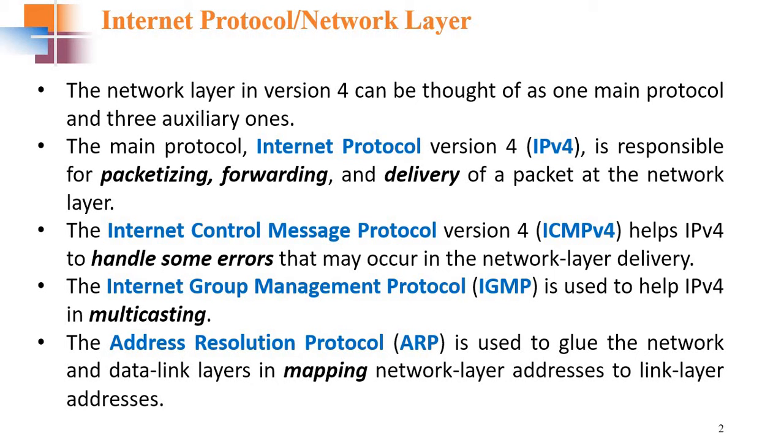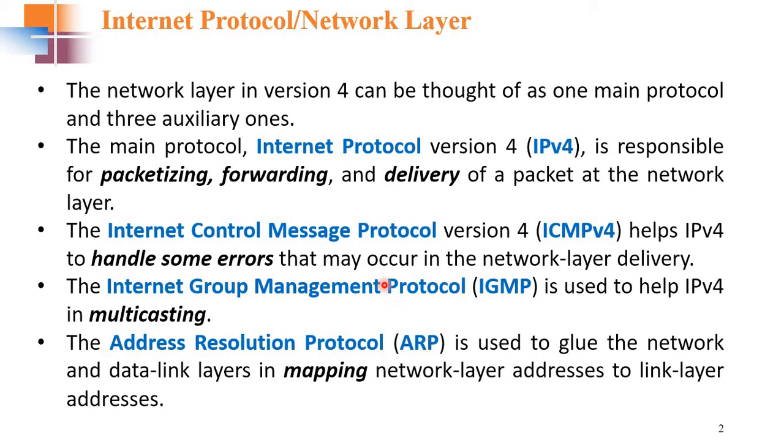In IP, the Internet Protocol, we have two versions. The first version is IP version 4 and the next one is IP version 6. In this presentation, we are going to see IP version 4. This is the main protocol of the given three auxiliary ones. The Internet Protocol has three major responsibilities: packet sizing, forwarding, and delivery of the packet at the network layer.